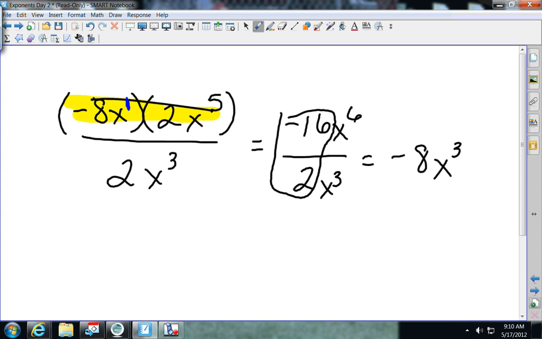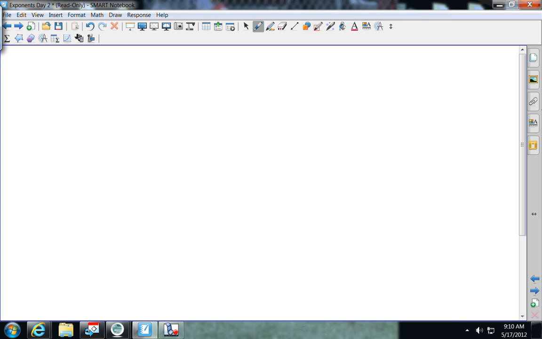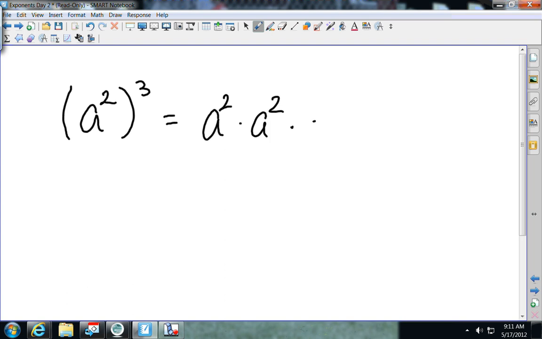Now, one thing I haven't added in there now, we had the power to a power rule. So if I had a to the 2nd power to the 3rd power, well, you can do this a couple of ways. What this means is I've got a squared 3 times. So I've got a squared times a squared times a squared. That's what that means. Now, if I take the rules of exponents, I would add up the numbers, and I would get a to the 6th.